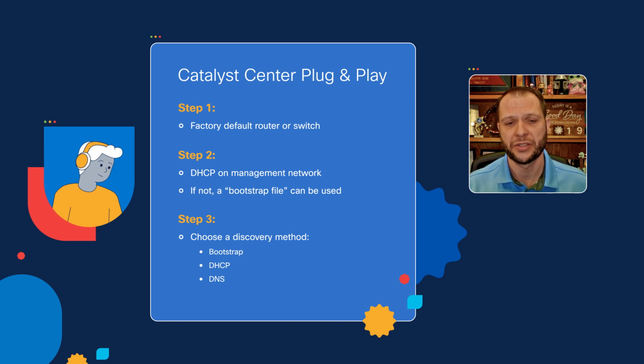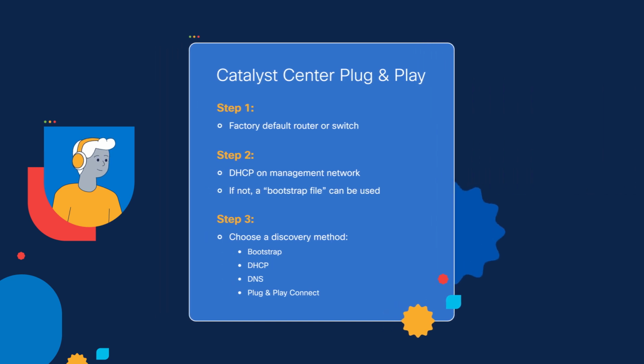However, in this case, the factory default device will use a DNS server and a provided DNS host name or domain name that's in the DHCP lease to construct a pre-configured DNS record that it will try to resolve. And that record should point to the Catalyst Center server IP address. The final option available is using Cisco's provided cloud-hosted Plug and Play Connect portal, which is available to all customers at no additional charge. So let's look at this first option, which is the Bootstrap file.